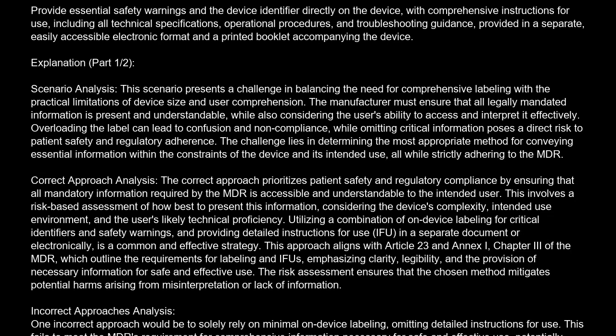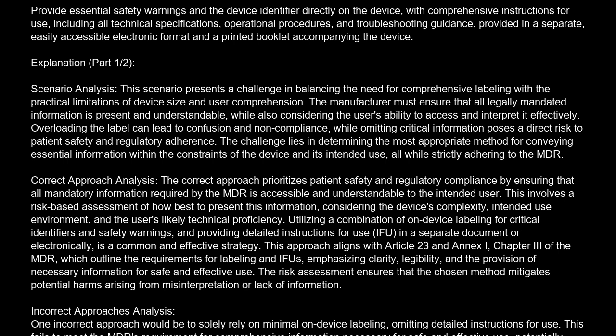Provide essential safety warnings and the device identifier directly on the device, with comprehensive instructions for use, including all technical specifications, operational procedures, and troubleshooting guidance, provided in a separate, easily accessible electronic format, and a printed booklet accompanying the device. Explanation. Scenario analysis. This scenario presents a challenge in balancing the need for comprehensive labeling with the practical limitations of device size and user comprehension.